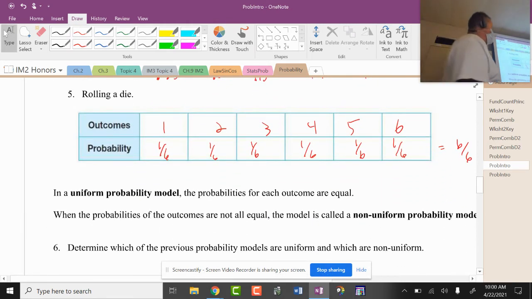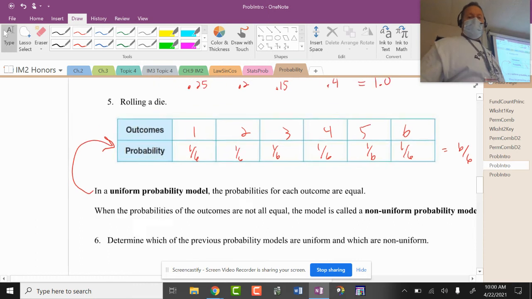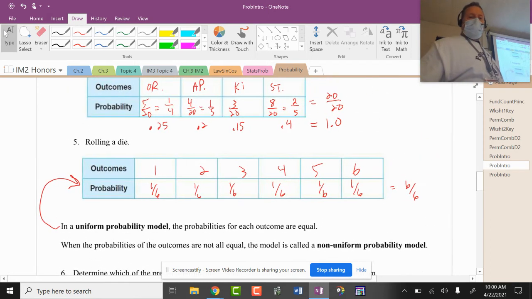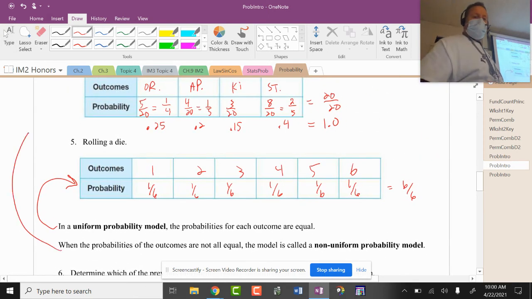In a uniform probability model, the probabilities for each outcome are equal. So let's label that one right there as uniform. When they're not equal, they are non-uniform, and that obviously happened right here. So that's just another little term for you there.